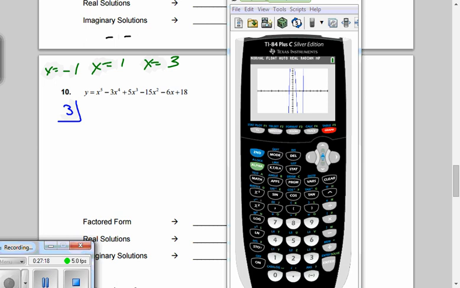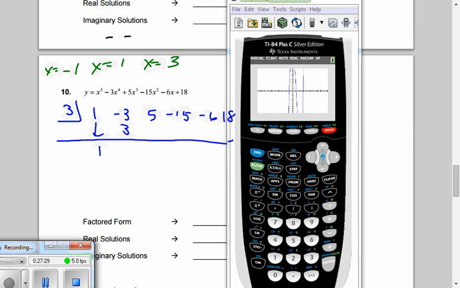Okay, so hopefully you had 1, -3, 5, -15, -6, and 18. And drop it like it's hot. 1 times 3 is 3. Add them, 0. Multiply them, 0. Add them, 5. Multiply them, 15. Add them, 0. Multiply them, 0. Add them, -6, and multiply them, -18. And those cancel each other out. Makes a 0. It ended with a 0.